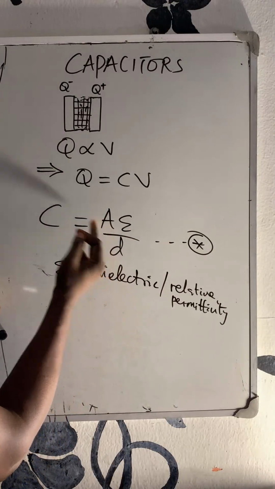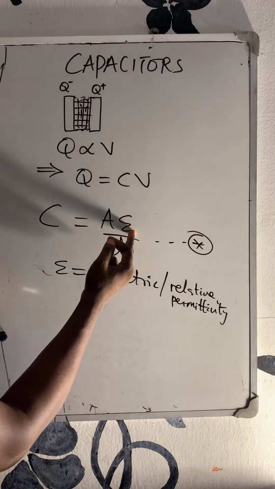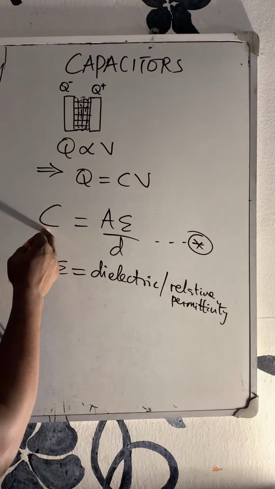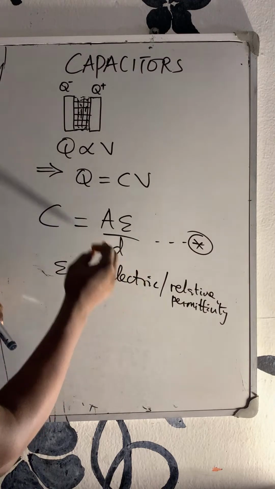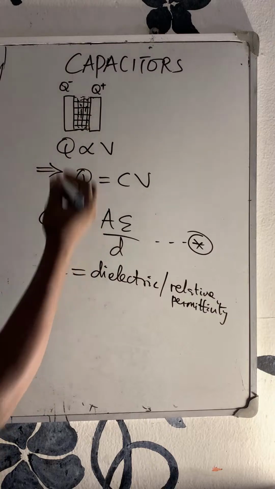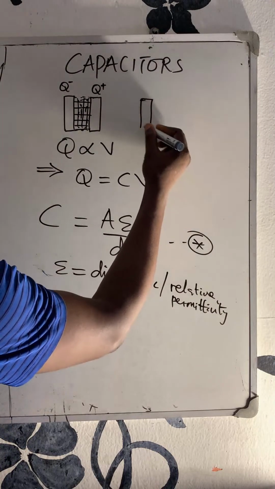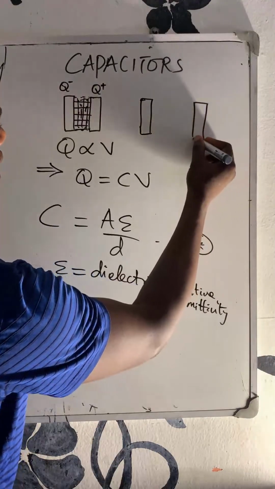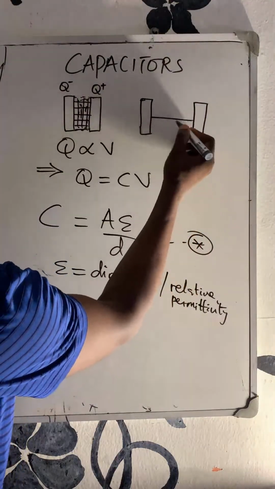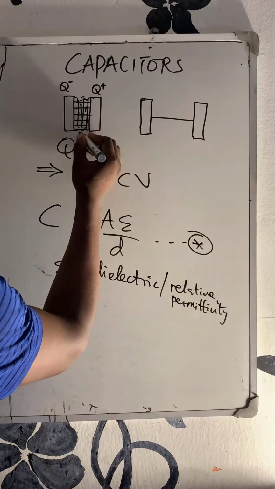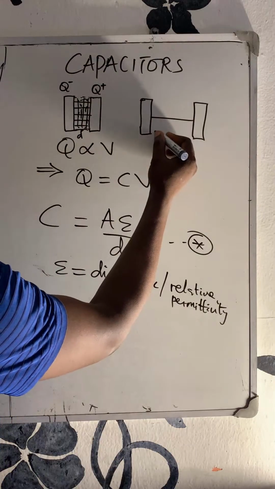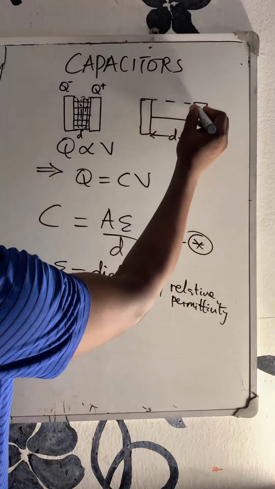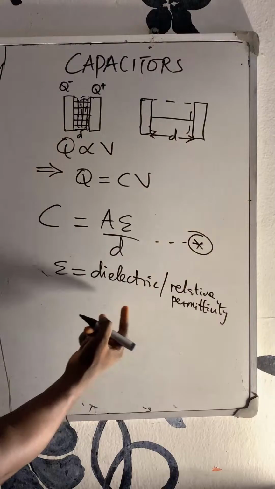Here, an increase in A increases Q, and an increase in relative permittivity, otherwise known as dielectric, increases it. Are you seeing? But with an increase in distance between the parallel plates, you see this capacitor and this capacitor will not have the same storage. This gap between this and this is the D. So if the distance is too much, even though you put your dielectric, the capacitance will still be affected.